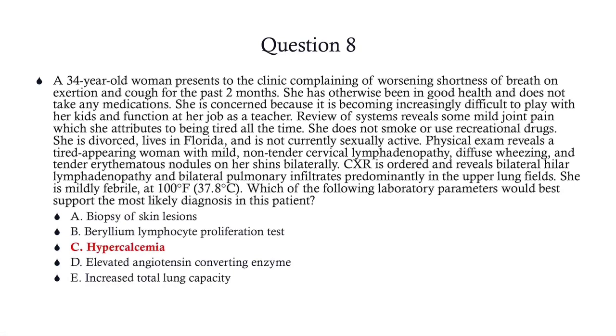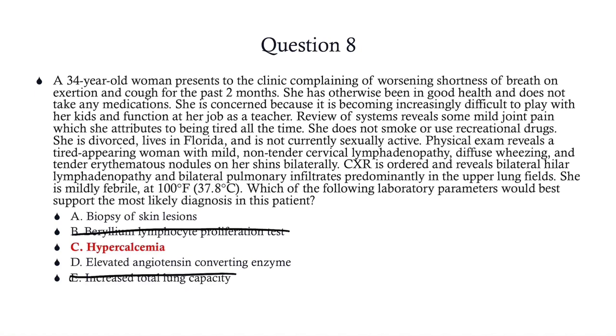So sarcoidosis we tend to see in younger women when they present for the first time. So looking at some of these wrong answer choices, the beryllium lymphocyte proliferation test, we don't think that that's the most likely diagnosis, so we get rid of that. Increased total lung capacity, we would expect to see that in COPD, so that is not the right answer.